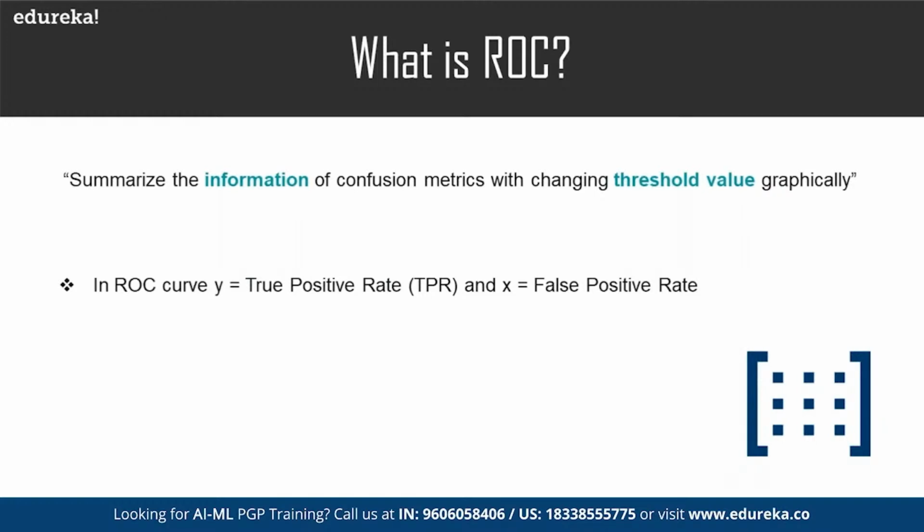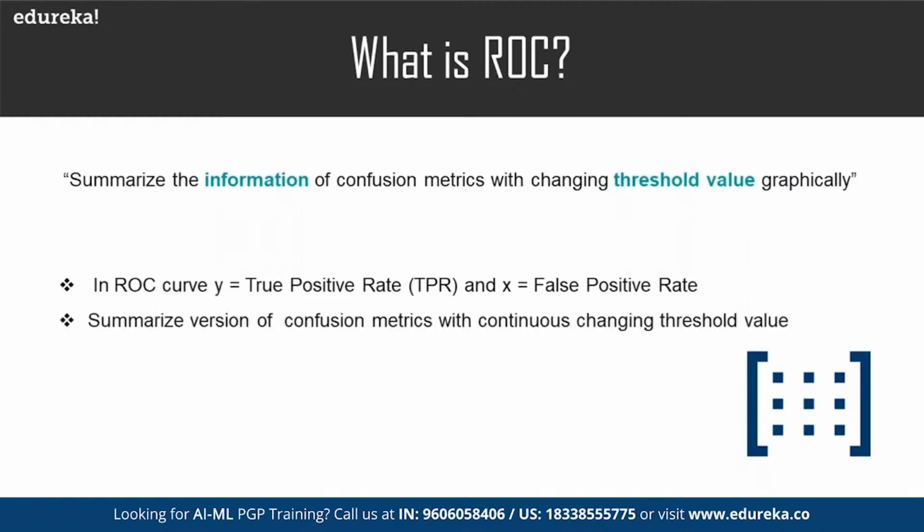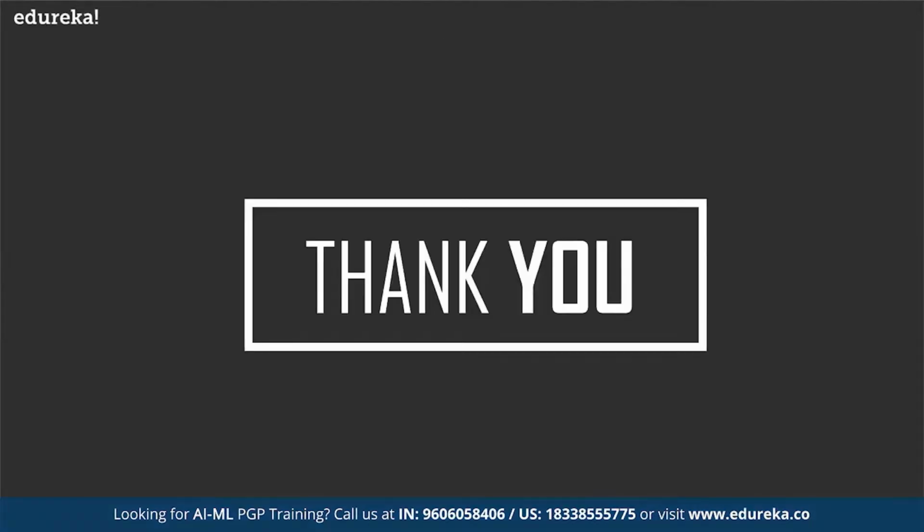In our ROC curve, y is the true positive rate, which I talked about already, and x is the false positive rate. So we summarize the different versions of confusion matrices, obtained with continuously changing threshold values.